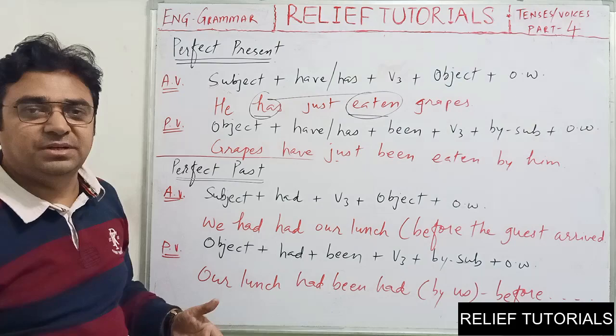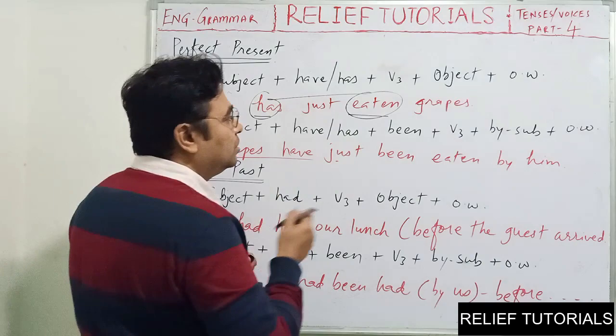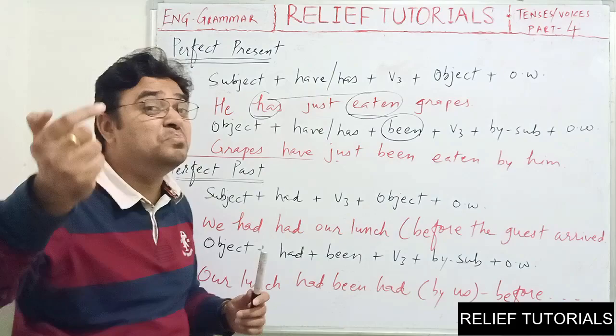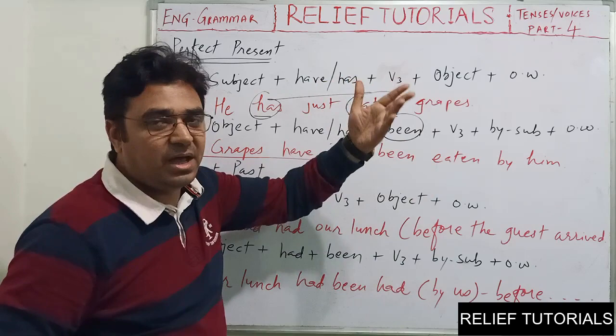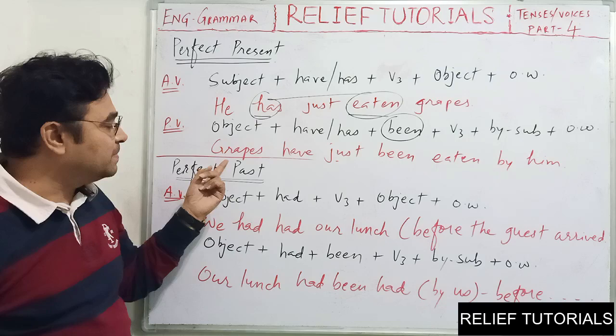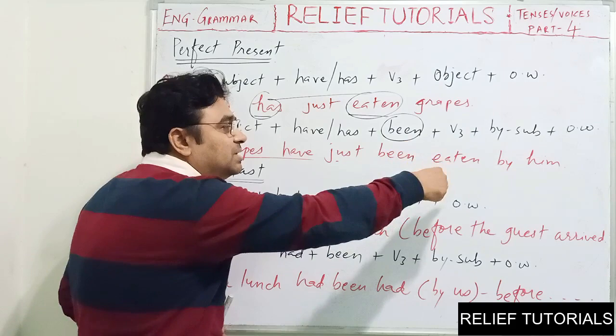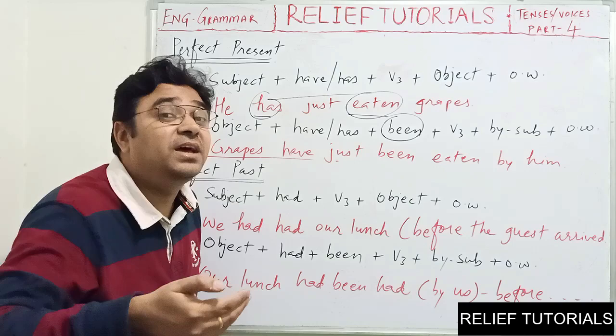Its passive voice: object, again the same auxiliary verb have or has. Then one more verb is added over there, that is been. Earlier in continuous tense we had being, now this is been. Then again V3 as it is, by, subject and the other words. So we'll not change the placement of the other words, we'll keep it as it is. Now the object comes in the beginning, grapes. As grapes is plural, it will be followed by have. Grapes have just been eaten by him. Something like that.